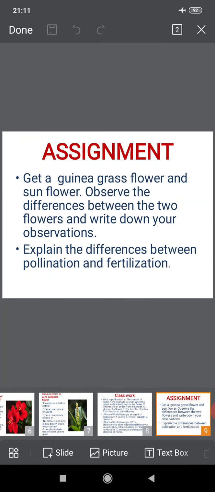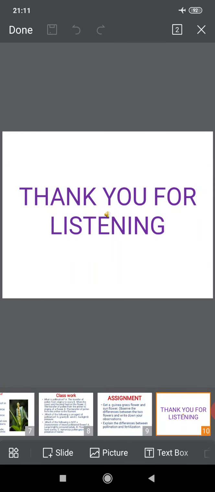Then solve this assignment. This is like a practical assignment. Get a guinea grass flower and a sunflower. Observe the differences between the two flowers and write down your observations. Explain the differences between pollination and fertilization.